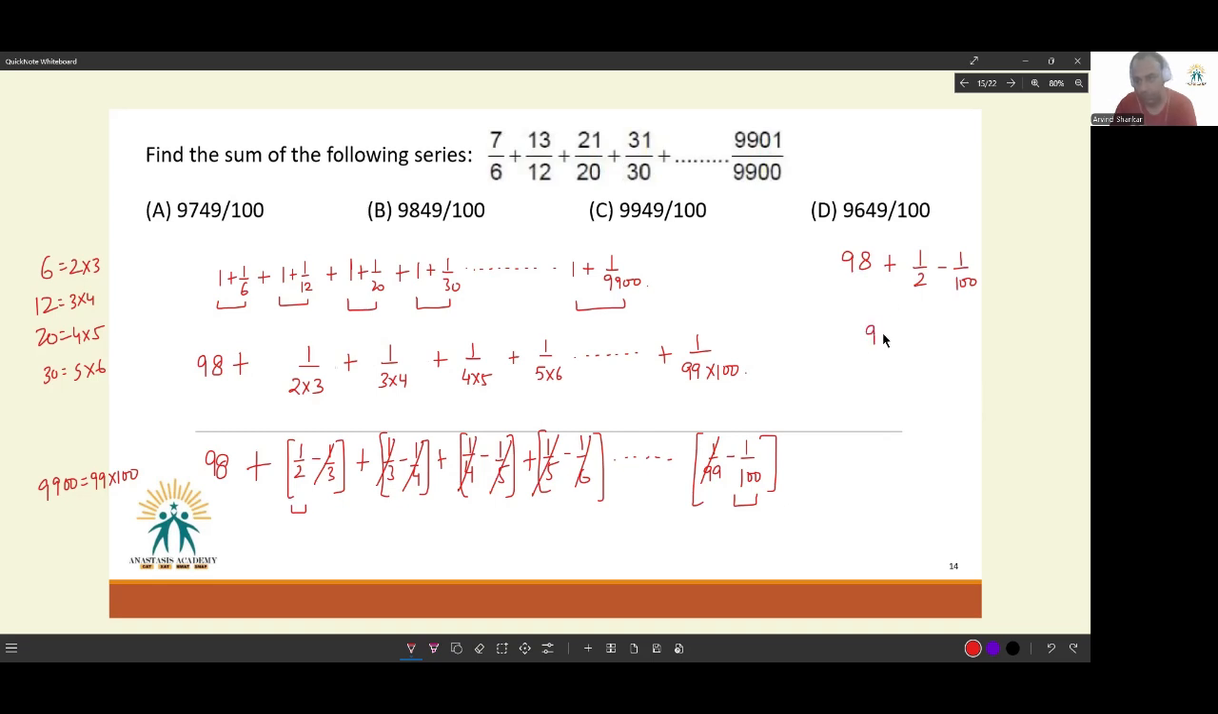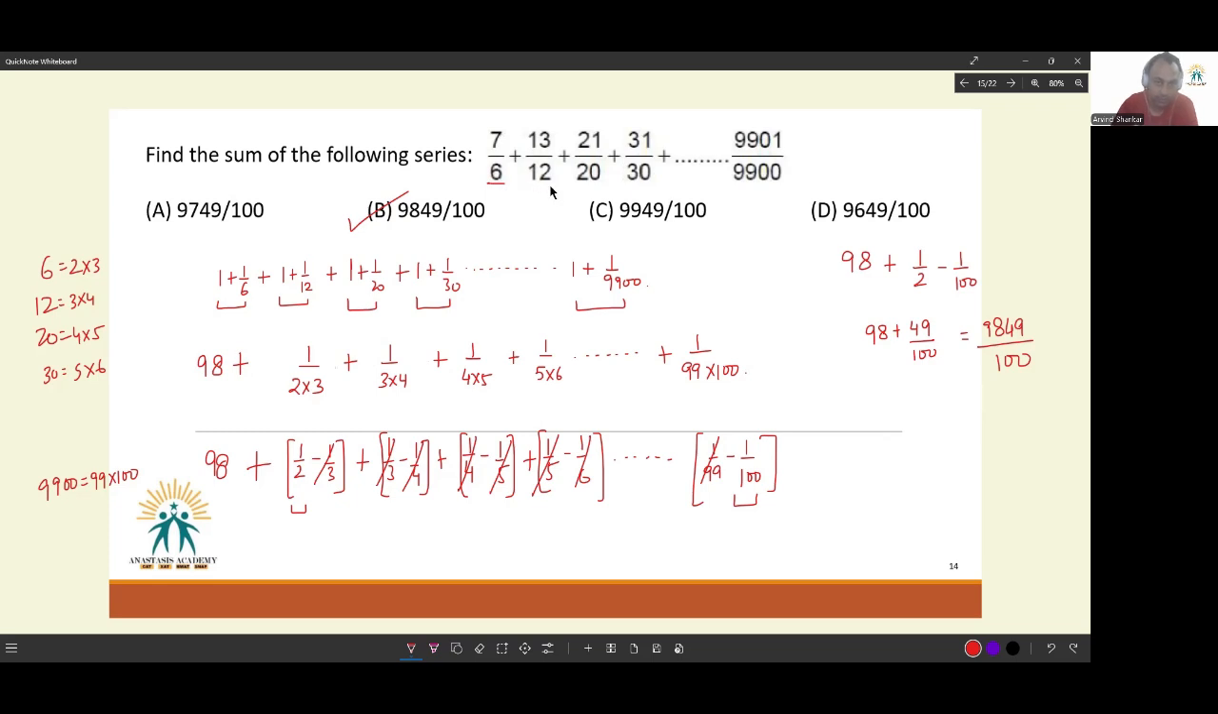which will be equal to 98 plus 49 by 100. Half is 50%, this is 1%, so 49% is left. Or if I were to combine this, I'll get 9849 by 100, which is given by option B.